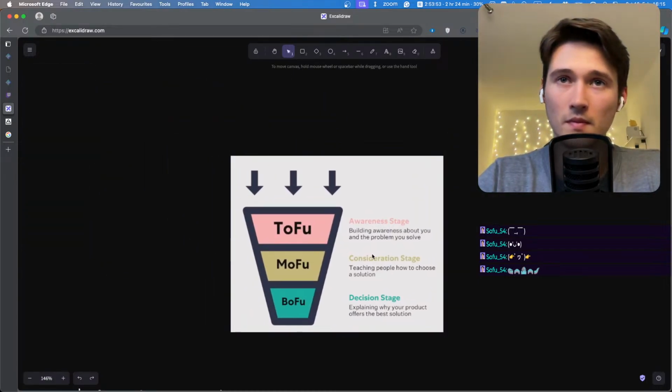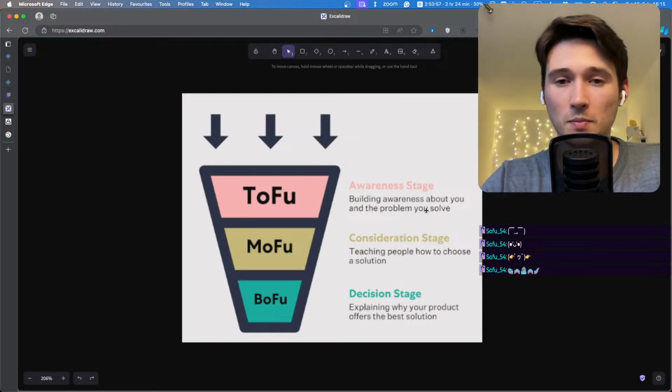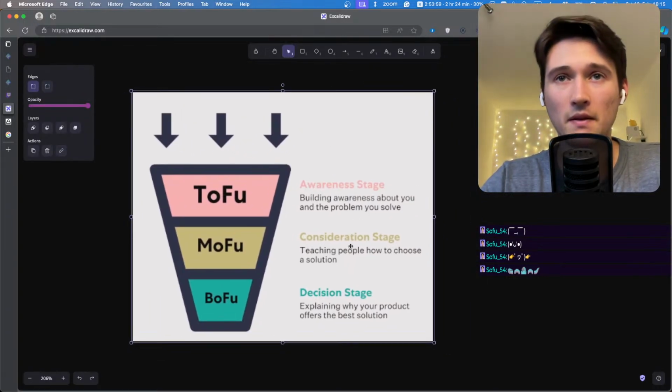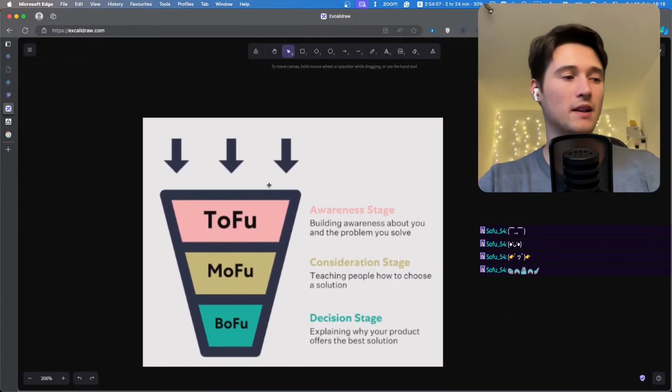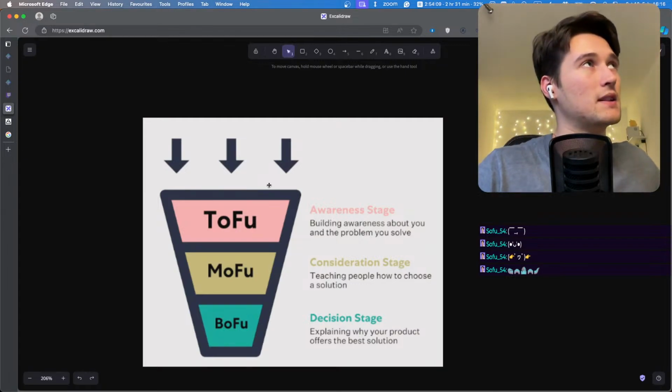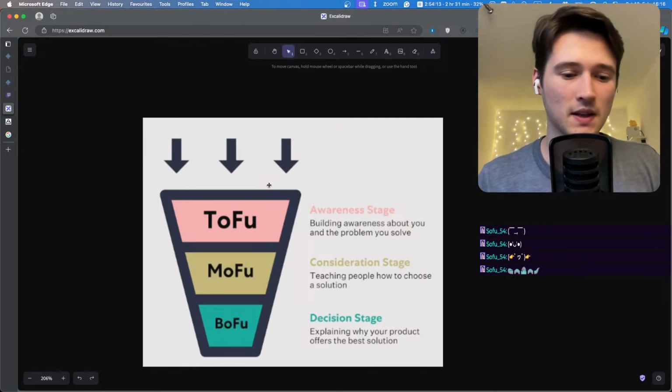So you have the awareness stage, right? Build awareness about what problem you solve as a company, and then you have the consideration stage, so teach people how to choose the solution, and then decision, explain why your product is the best one. And you have different articles that you're gonna need to write for the different stages.